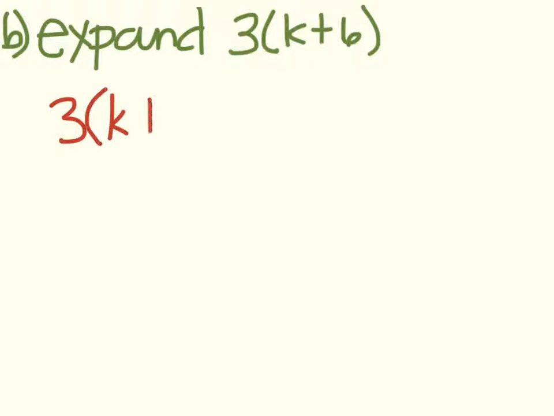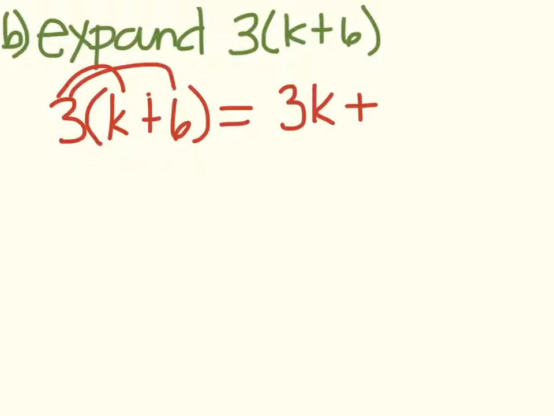So 3 times (k plus 6). Now we're going to take 3 times k to get 3k. We move over our sign, plus. Now we take 3 times 6 to get 18. So our expanded form is 3k plus 18. If we wanted to read this as a sentence, we would say 3k plus 18 is the expanded form of 3 times (k plus 6).